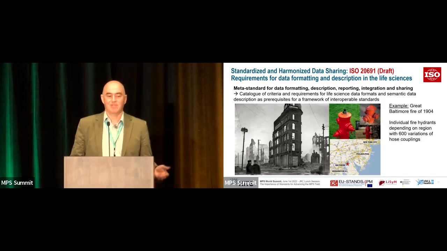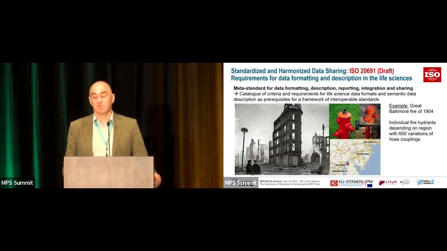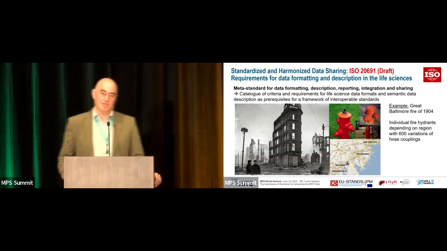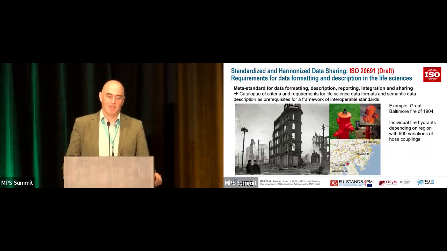So as a catalog of criteria and requirements for those formats, for data formats, and also the semantic data description, and this as a prerequisite for a framework of interoperable standards, when you think of the forest of standards, you connect the trees in the forest. And one example why this is so important is an analog from the world of fire.